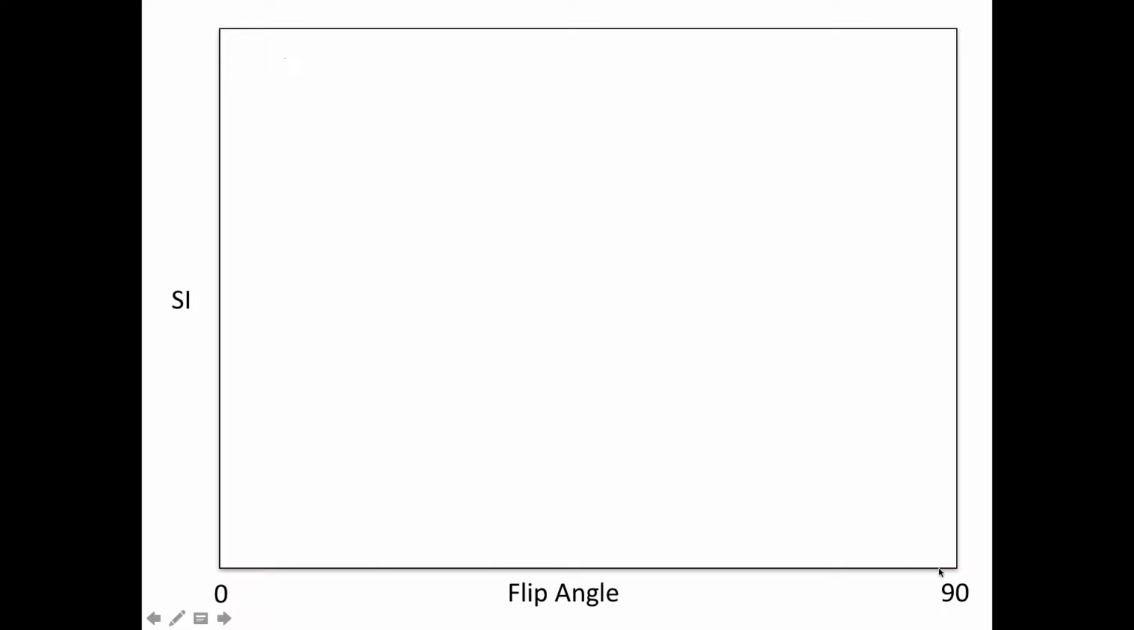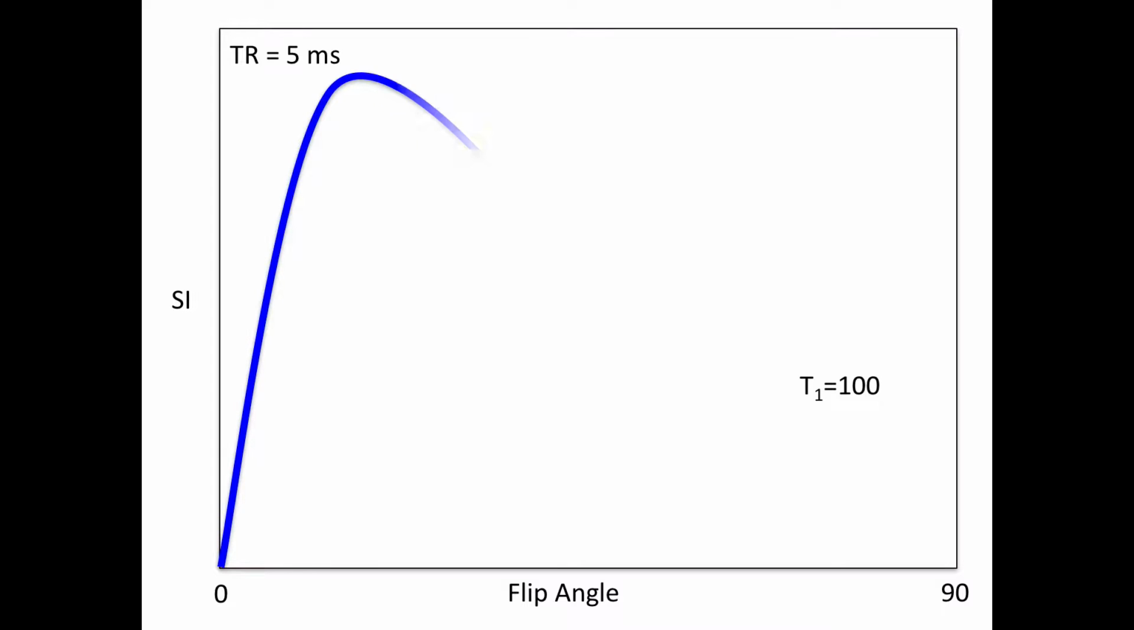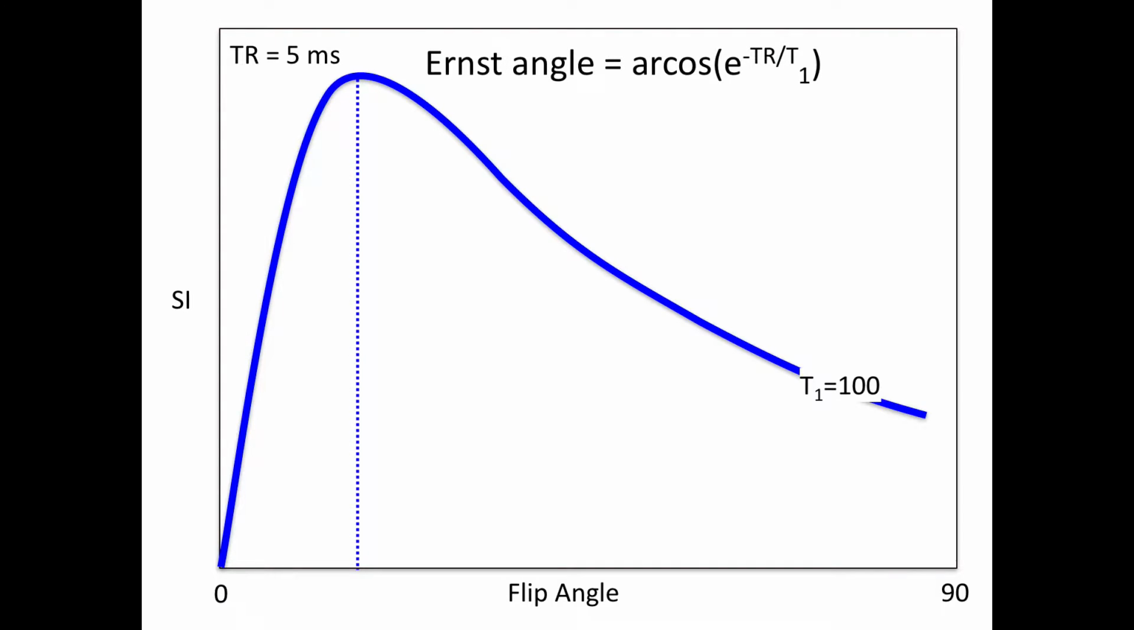And let's start with a TR of 5 milliseconds. So I have a sequence that has a TR of 5 milliseconds. And let's say I'm looking at a gadolinium-enhanced tumor that has a T1 of 100. What will that look like? Well, if you plot that equation into Excel, you will see something that looks like this. And notice that the signal starts out at 0, it goes up, and then it goes down. And it has a peak.